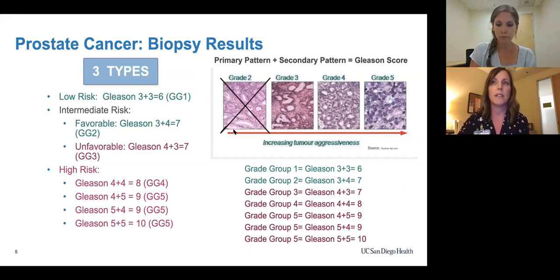Low-risk prostate cancer consists of Gleason 3+3 or grade group 1 out of 5, which is another classification. Intermediate risk is broken down into favorable and unfavorable intermediate risk. Favorable risk is Gleason 3+4. The majority is pattern 3, and a smaller portion is pattern 4. And the opposite is true for unfavorable intermediate risk, Gleason 4+3, where the primary pattern or the majority is pattern 4. The remainder are high-risk types and are sequentially listed, you'll see. The majority of today's talk will be focusing on low-risk and intermediate-risk prostate cancer.